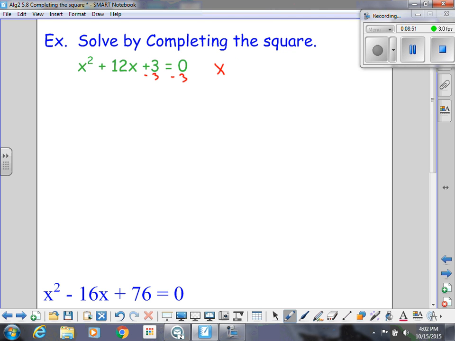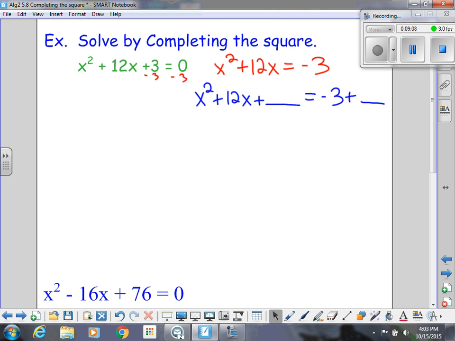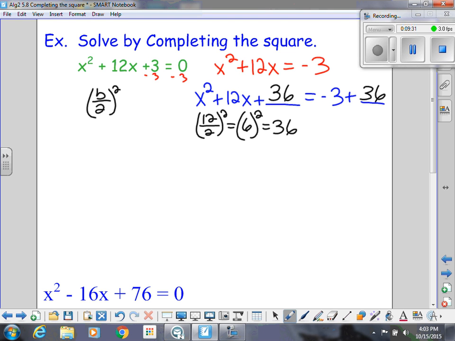So I'm going to have x squared plus 12x equals negative 3. Now we're trying to decide what will help complete the square on the left-hand side, and whatever that is, I will also be adding that to the right-hand side. To help us do that, remember we are doing b divided by 2 squared. So in this example, my b is 12. So 12 divided by 2 squared. 12 divided by 2 is 6. When I square 6, that gives me 36. So that's the number that goes in the blank here, 36 and 36.